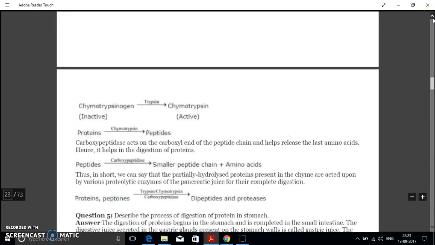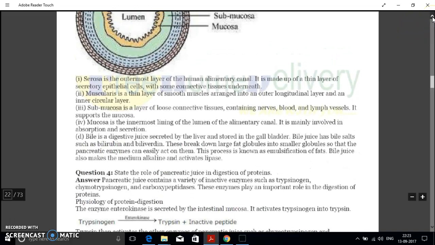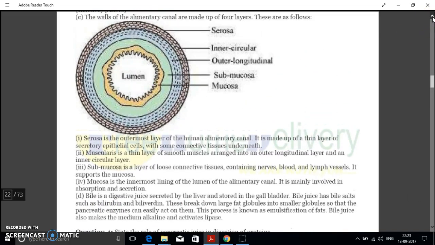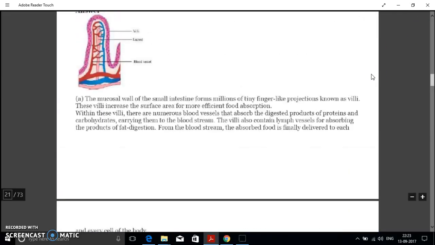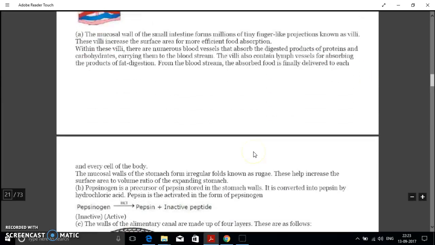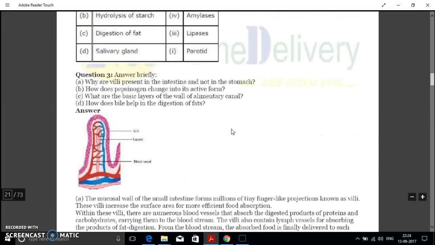And if we see why it does not occur in stomach, what you can see is small, minute folds known as rugae. We do not see the villi in stomach, but in stomach we see rugae. The mucosal wall of the stomach has irregular folds known as rugae. This is very important. In stomach, the rugae are formed which increase the surface area to volume ratio for expanding the stomach. Now the second question is, how does pepsinogen change into its active form?